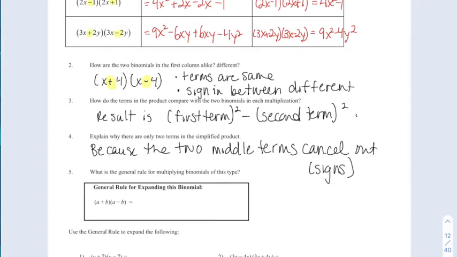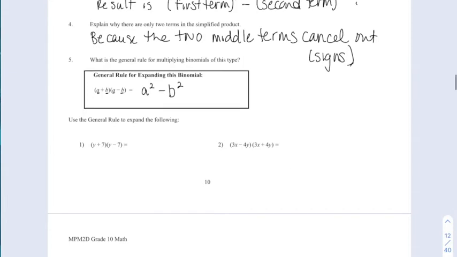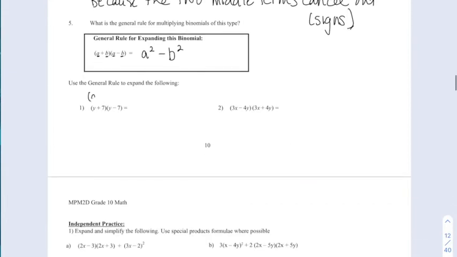They are different. So if I asked you for a general rule for expanding things of this type, we would know that the answer is always going to be the first term squared subtract the second term squared. So if I compare y plus 7, y minus 7 to a plus b, a minus b, I know that pattern is going to be a squared minus b squared. So in this case, it's going to be y squared minus 7 squared.